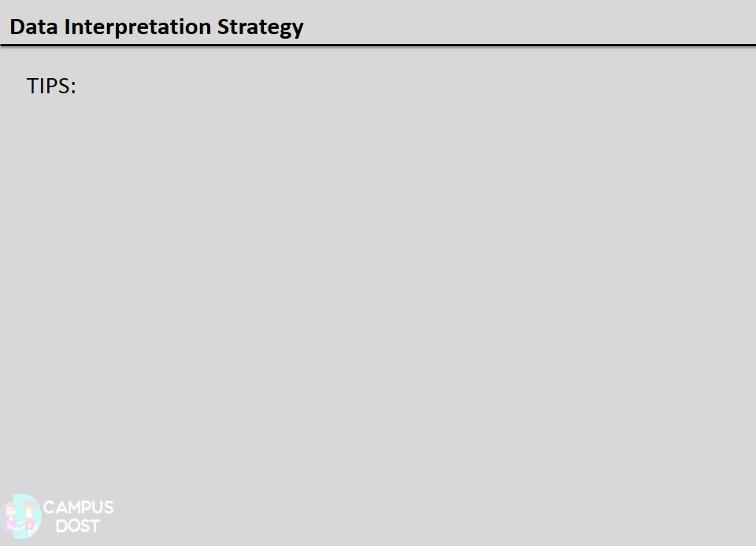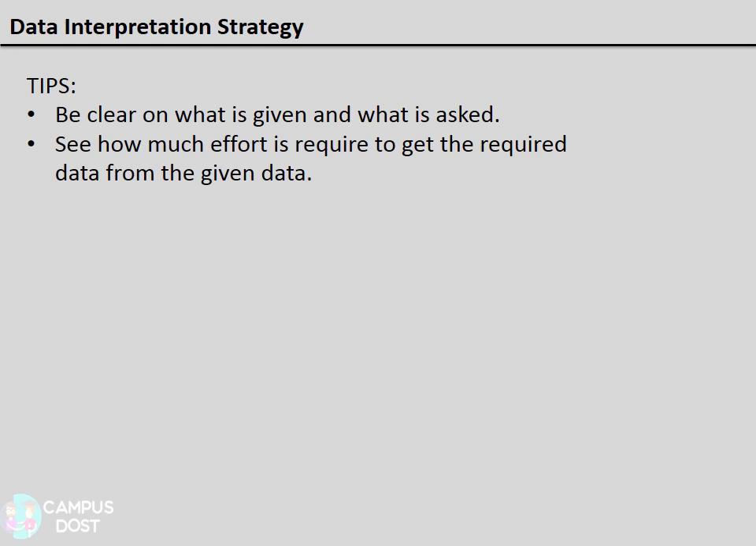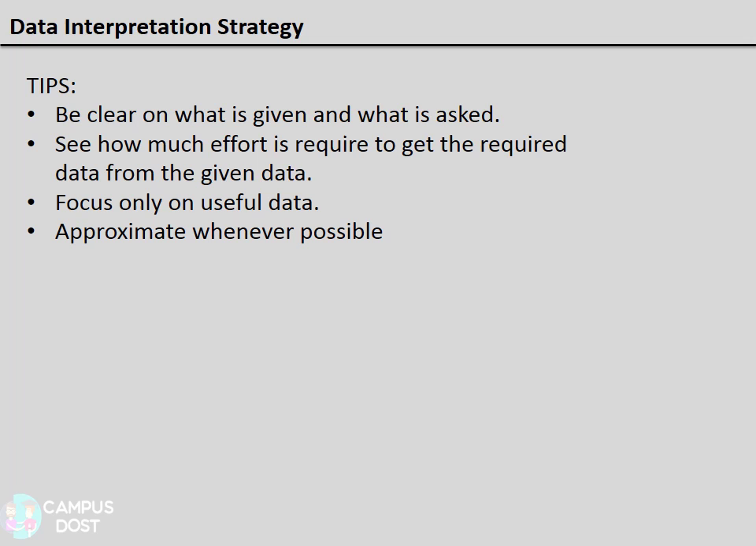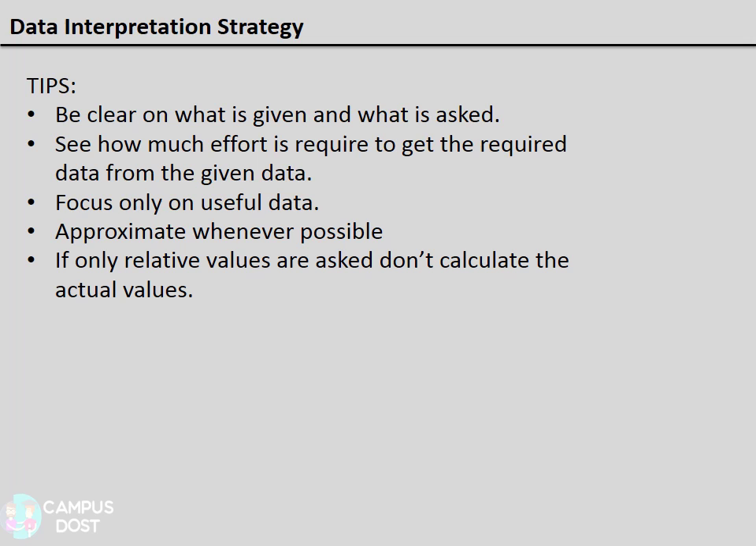Here are some tips to solve data interpretation questions. First, be clear on what is given and what is asked, and see how much effort is required to get the required data from the given data. Focus only on useful data, and approximate your answer whenever it is possible. If only relative values are asked, don't include the actual values. Do not confuse numbers with ratios or percentages. So that's all about the data interpretation strategy.